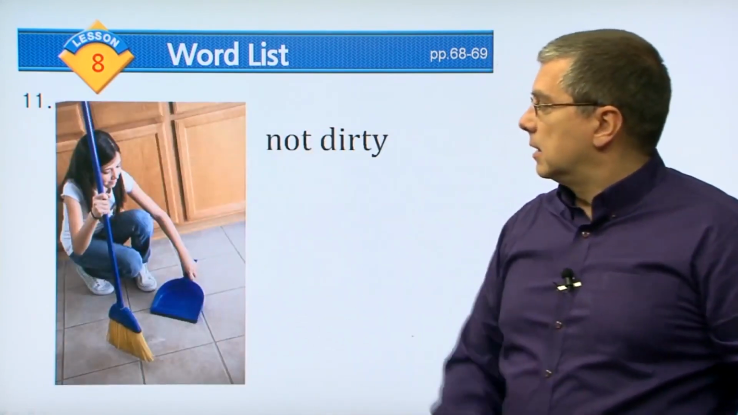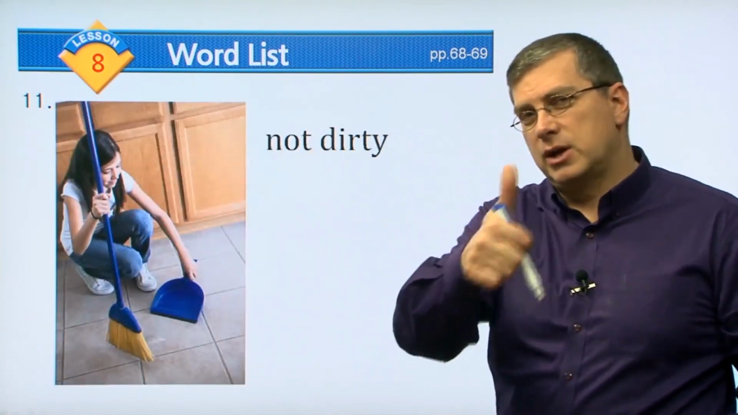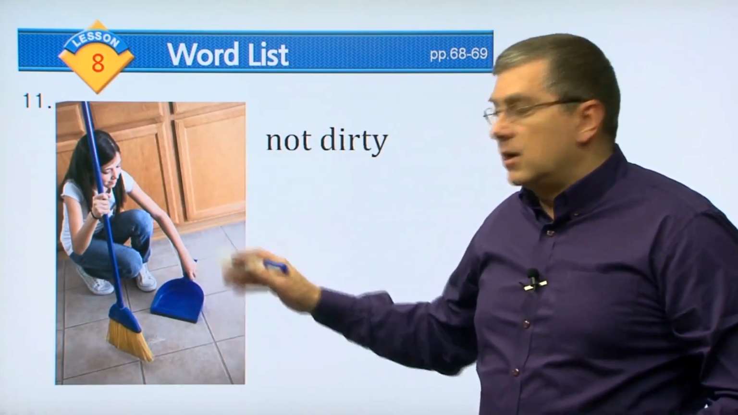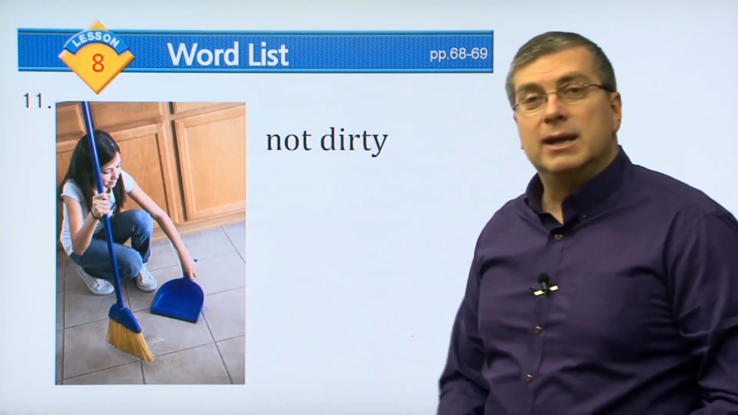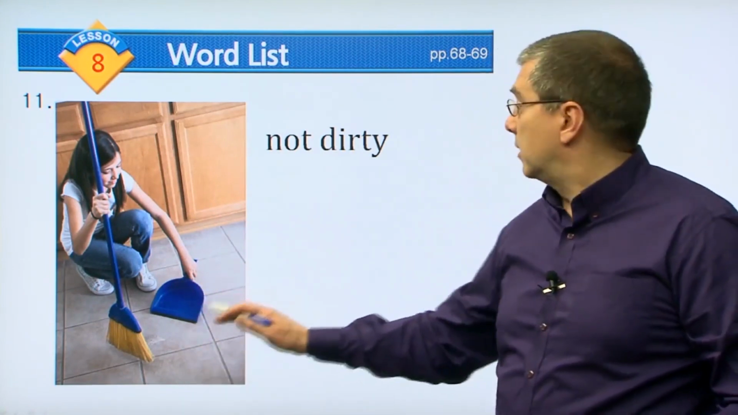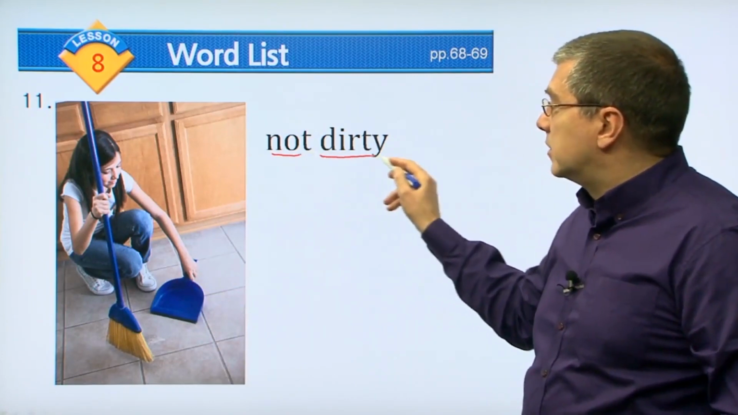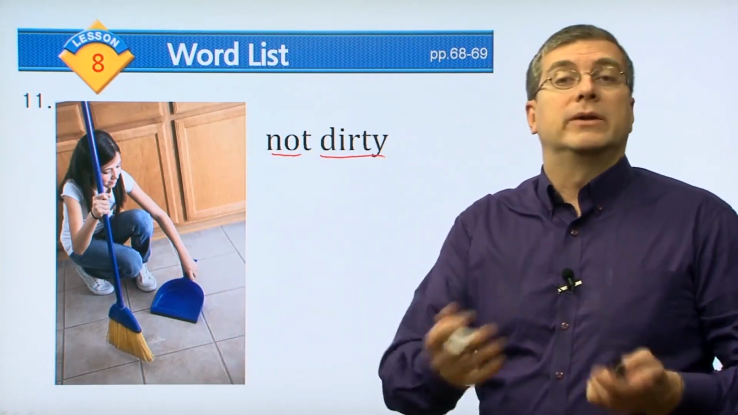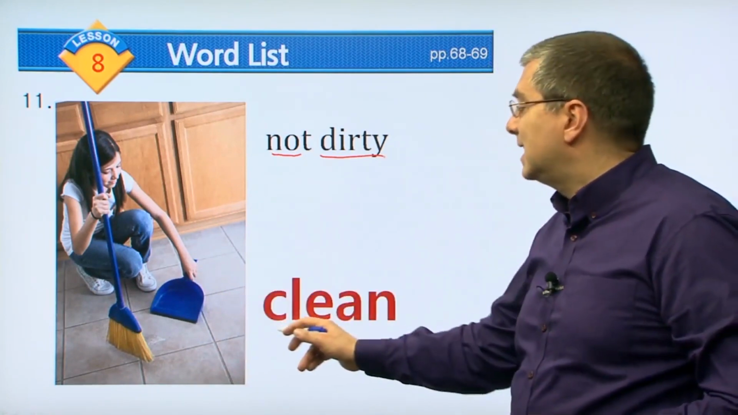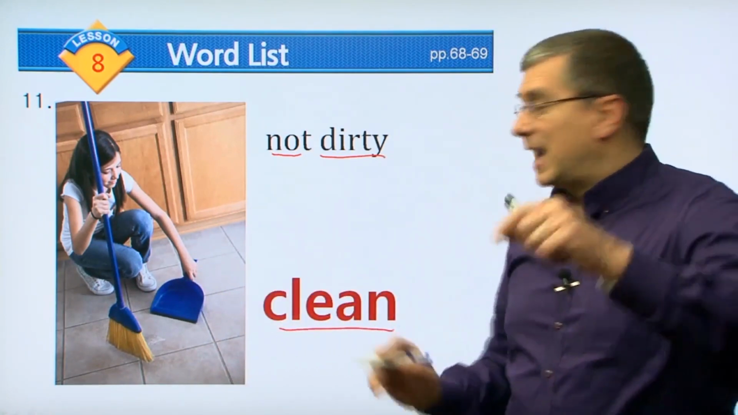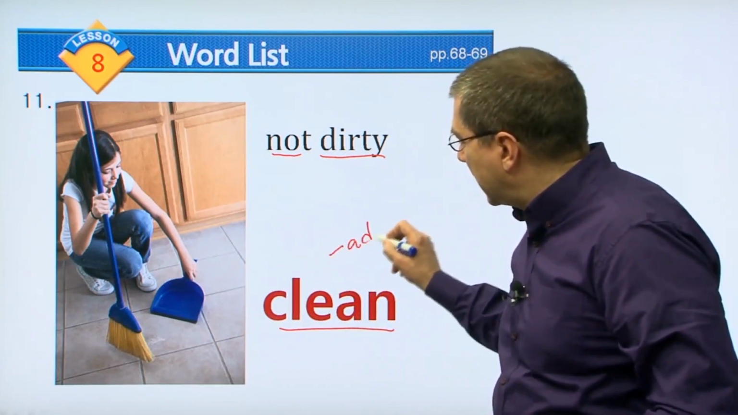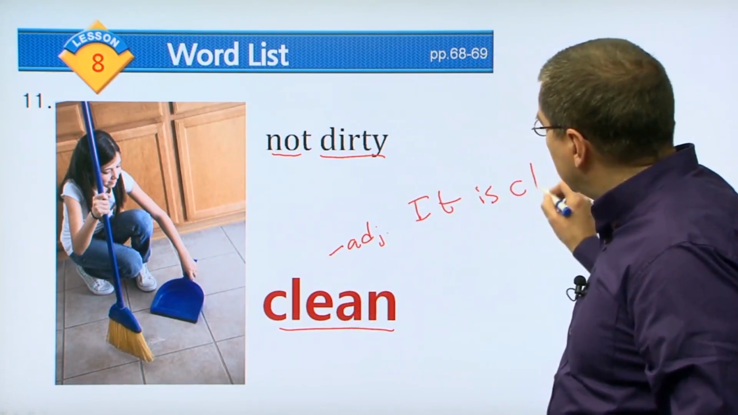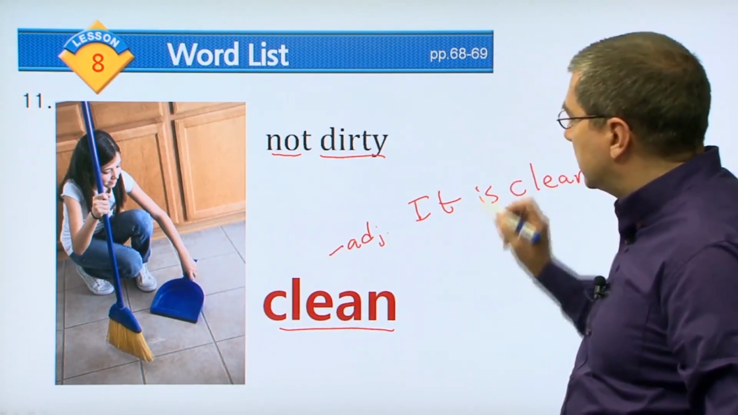Okay, this young girl is doing something very good, right? She's helping her mom out. She is getting rid of some dirty stuff on the ground. So if something is not dirty, the opposite of dirty, what do we say? It is clean. So clean can be an adjective, right? We can use it as an adjective. It is clean.